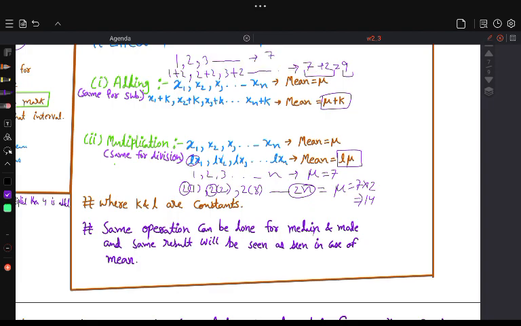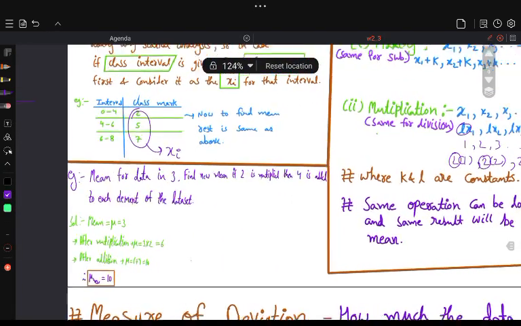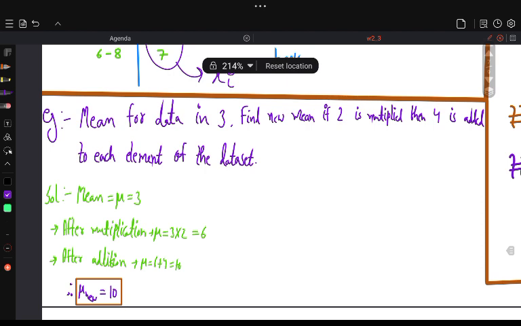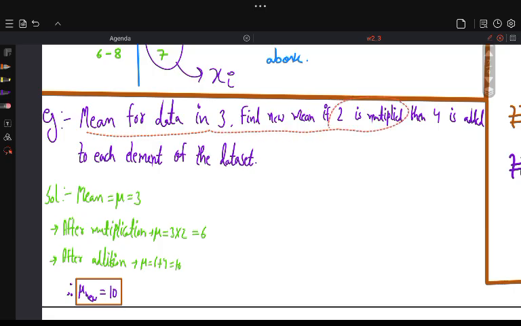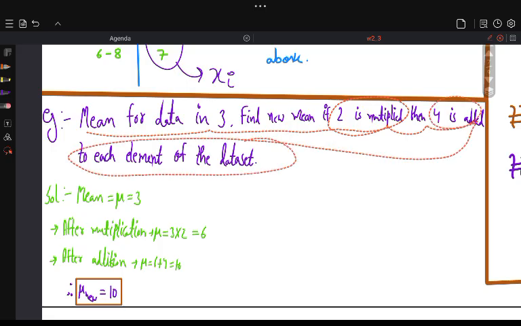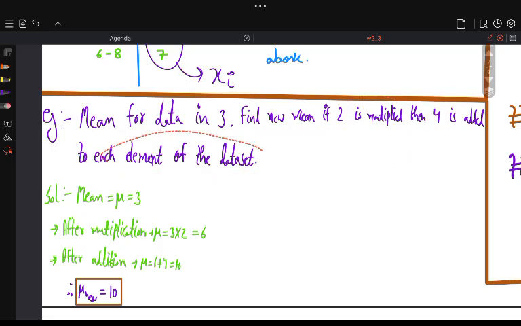Let's see a question about this arithmetic operation so we can get our facts clear. In this question, the mean of the data is 3. Find the new mean if each element of the data set is multiplied by 2, then 4 is added to each element. So first the mean was 3. Then we multiplied each element by 2, and at last we added 4 to each element. Then what will be the new mean?